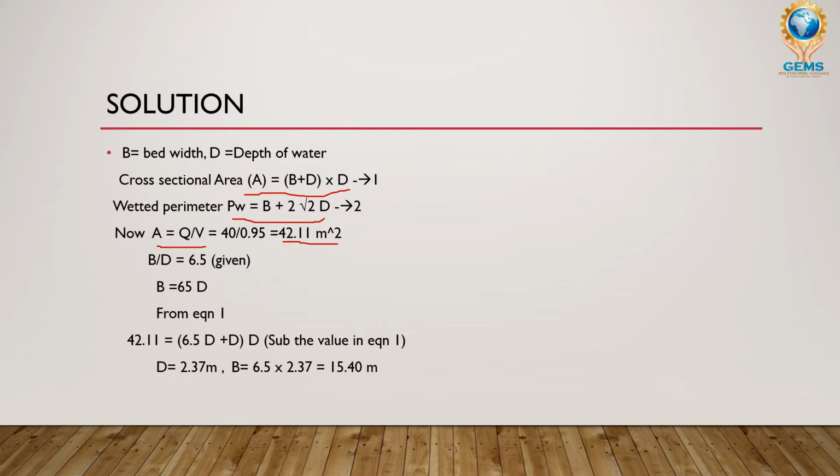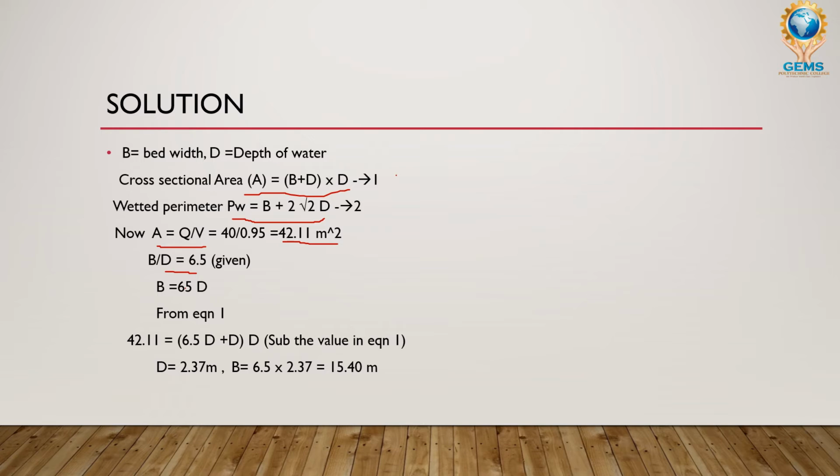By dividing that you get the area value, and you know the B by D ratio as 6.5, which is given from the problem, and here you can write B is equal to 6.5 D. And from equation 1 I have mentioned here, the cross sectional area, you are going to substitute the A value here, and you are going to make the equation like this so that you can find the D value here. Kindly understand it.